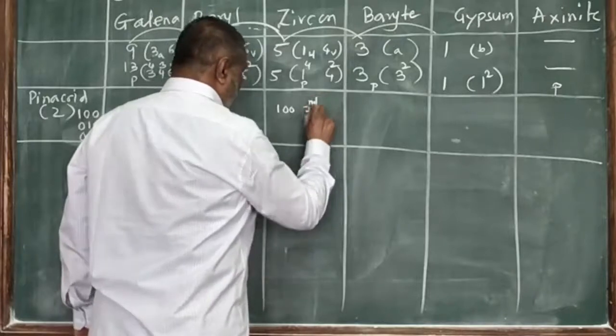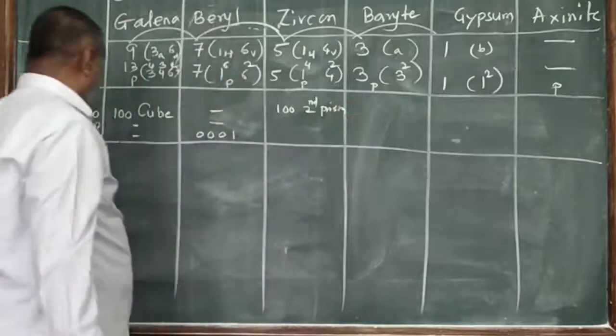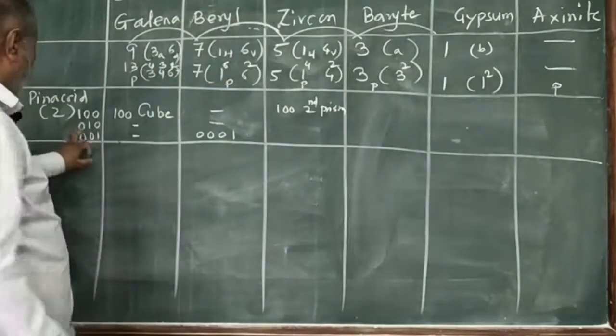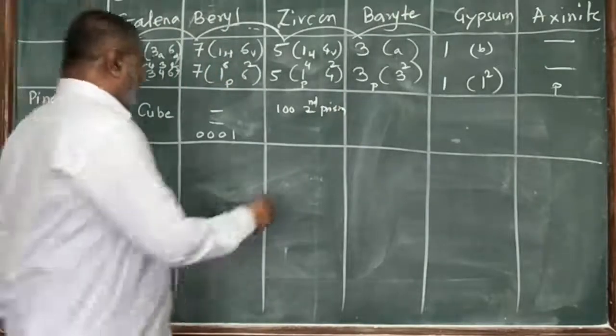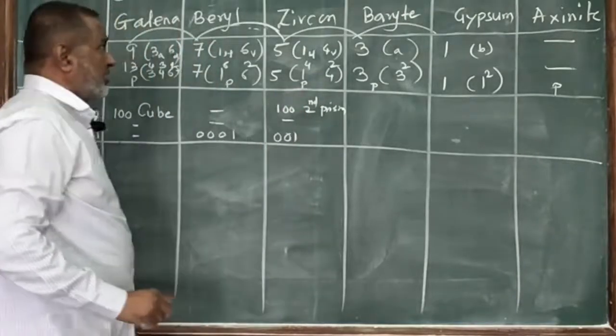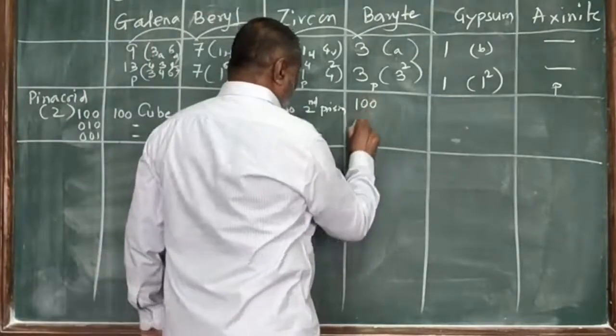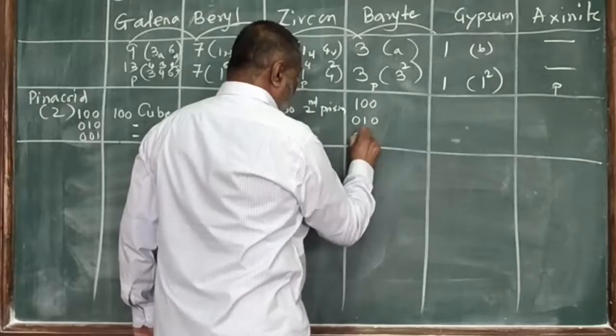Second order prism. Yes, we'll write the prism also separately. It is the prism. 0 1 0 we don't have. 0 0 1 is there. Basal pinacoid is there. This is not there. Orthorhombic system: all three are there. 1 0 0, 0 1 0, 0 0 1.